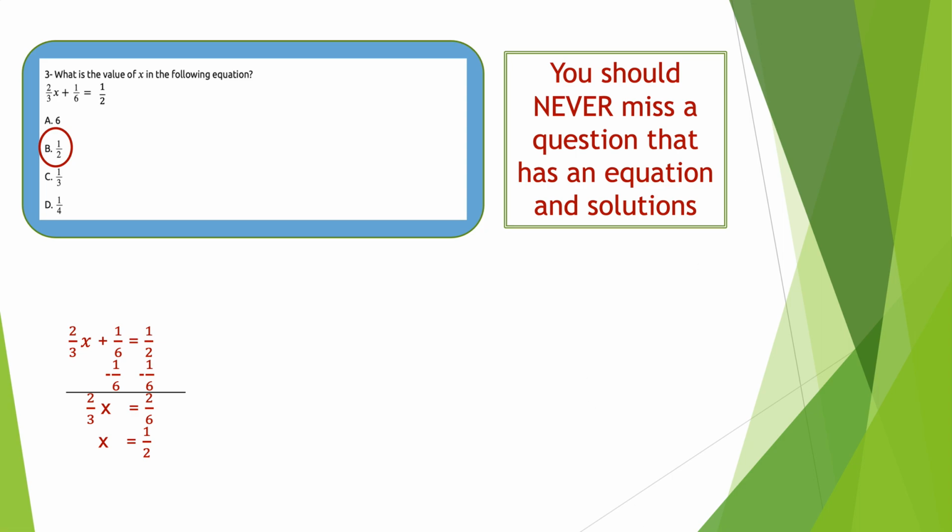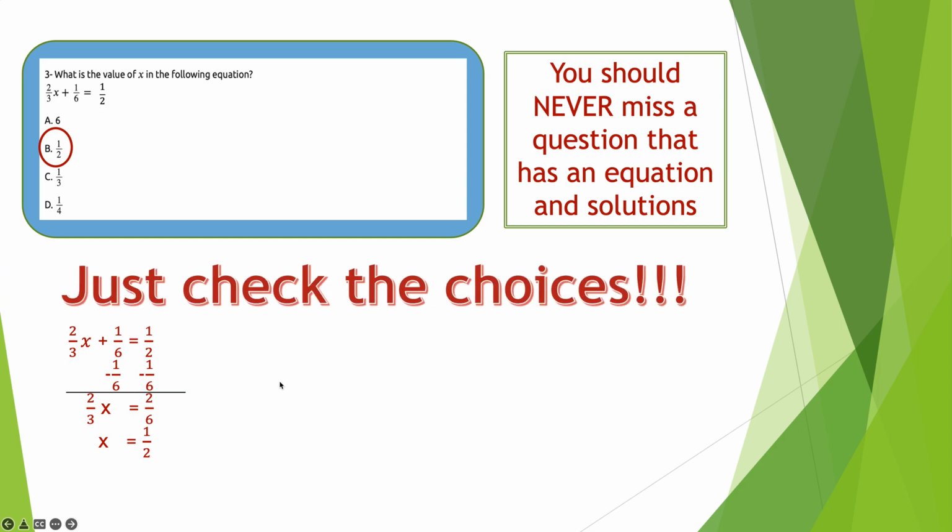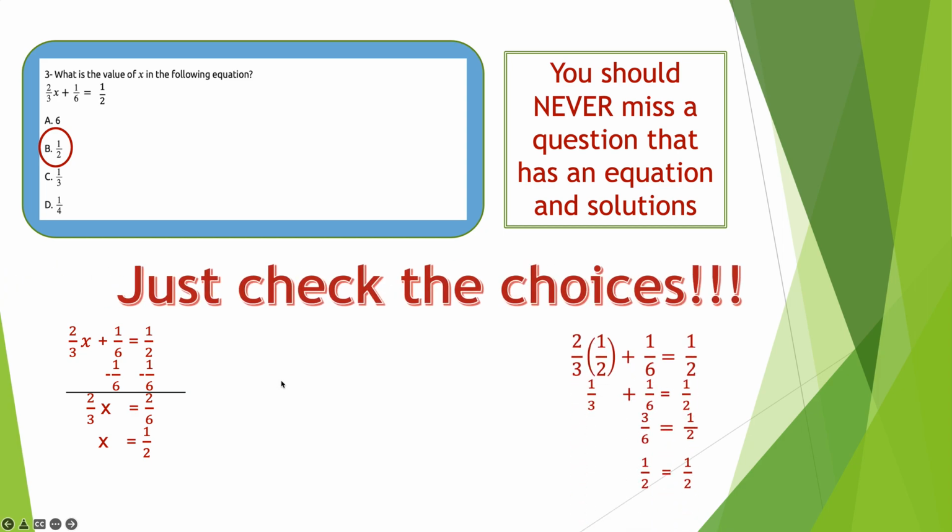As we would normally do, you subtract 1/6 from both sides. That gives me 2/3 x equals 2/6. Divide both sides by 2/3 and you get 1/2. That's how you arrive at the correct solution. Now I went kind of quickly with that, but I assume you're using a calculator. If you struggle with fractions, you may not want to do all those inverse operations. Instead, you may want to turn around and check the choices.